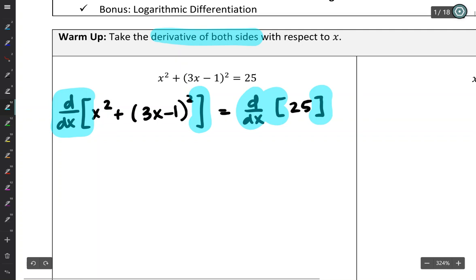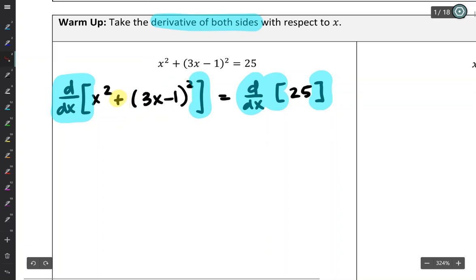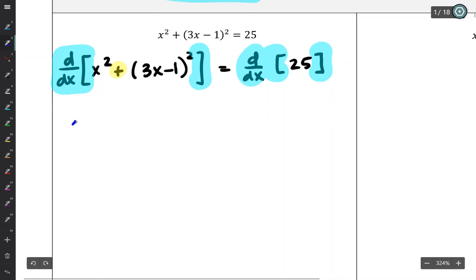Okay? When I look at the left-hand side, what I see is one function of x plus another function of x. So I'm delighted I can compartmentalize my thinking and just think about the derivative of x squared, then think about the derivative of 3x minus 1 all squared. So the derivative of x squared is 2x plus, now taking the derivative of 3x minus 1 all squared. You could multiply this out, but I want us to observe a pattern that uses chain rule.